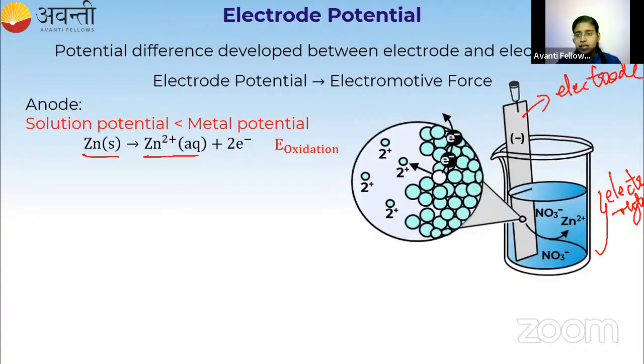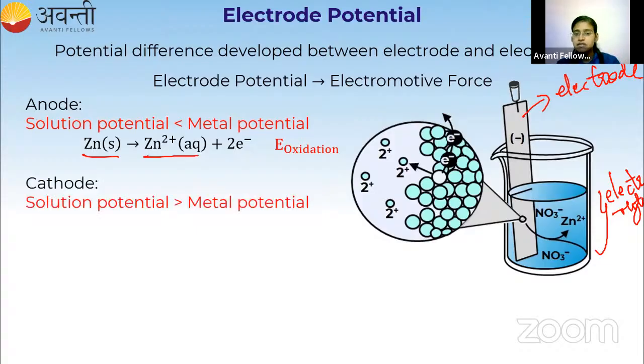And in the cathode, what happens? The solution potential will be greater than the metal potential. If zinc gains 2 electrons, it becomes zinc in solid form. Here the solution potential will be greater, which means reduction of the ion takes place, and we can write the E reduction for that particular cell. So we have the oxidation electrode potential and the reduction electrode potential.